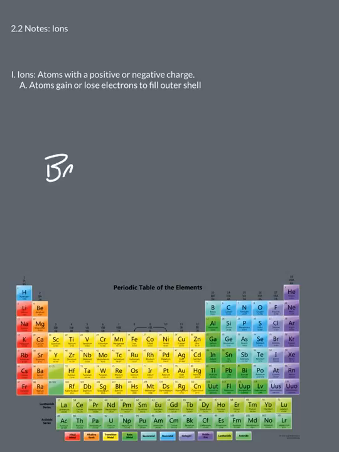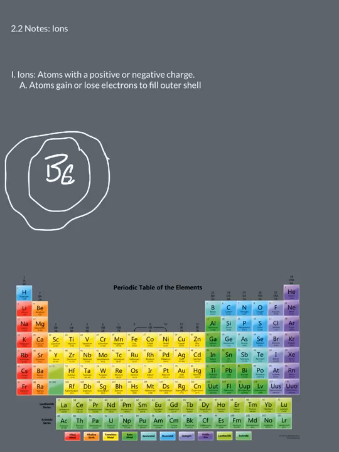So beryllium, if we draw the Bohr model for beryllium, beryllium has 2 shells, and it has 2 electrons in the first shell and 2 electrons in the outer shell. And so this is beryllium. We would call it 4, 2. Its mass is 4, its atomic number is 2 because it has 2 protons. But this outer shell is not full, so it's not really that happy.